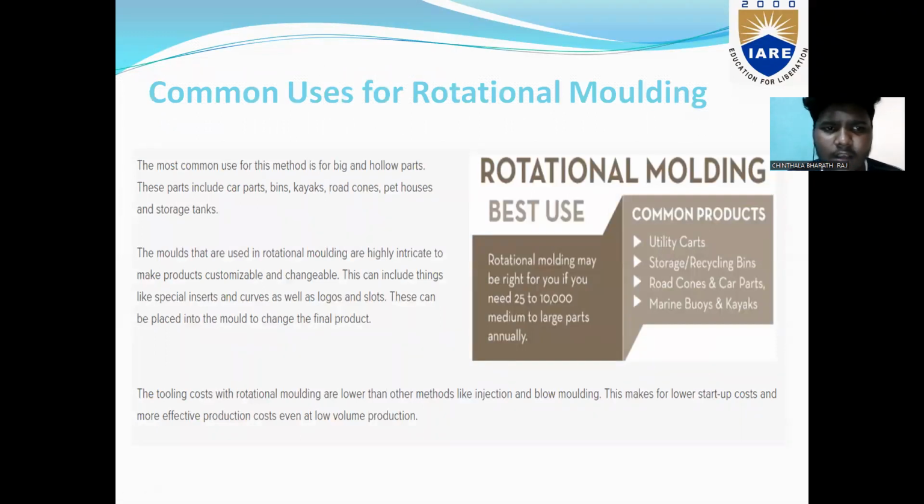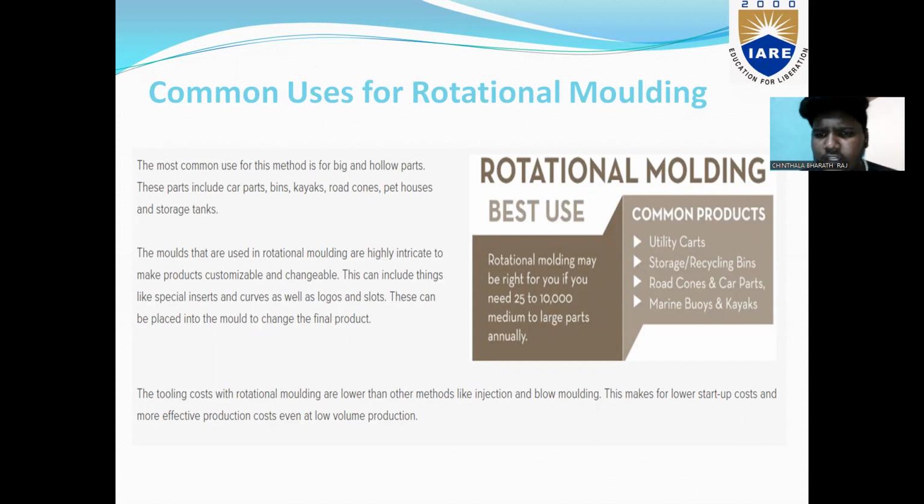Common use for rotational molding. The most common use for this method is for big and hollow parts. These parts include car parts, bins, road cones, pet houses, and storage tanks. The molds used in rotational molding are highly interchangeable to make the product customizable and changeable. This can include things like special inserts and curves as well as logos and slots, which can be placed into the mold to change the final product.